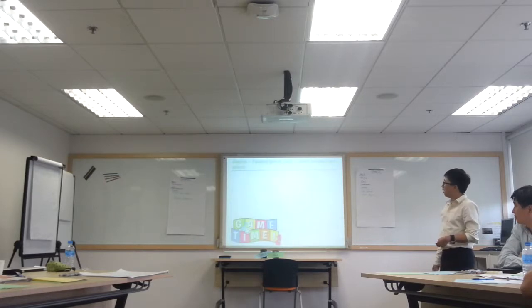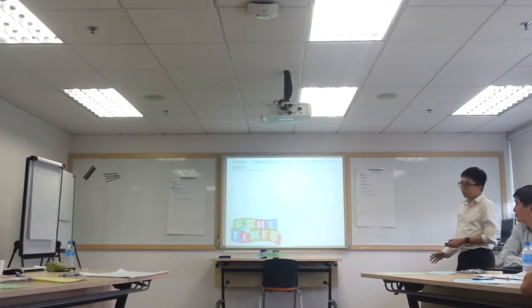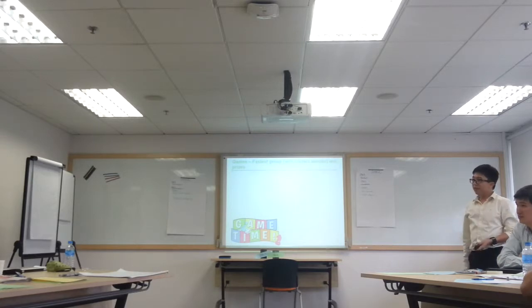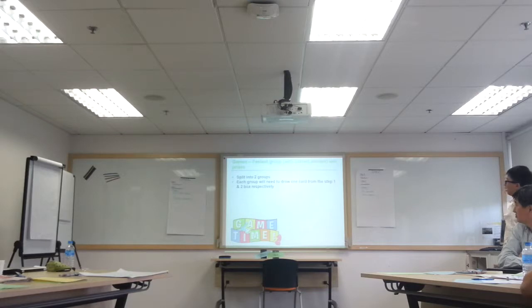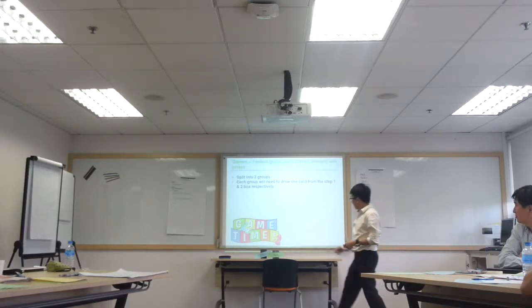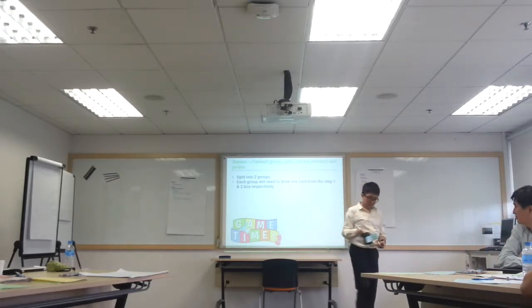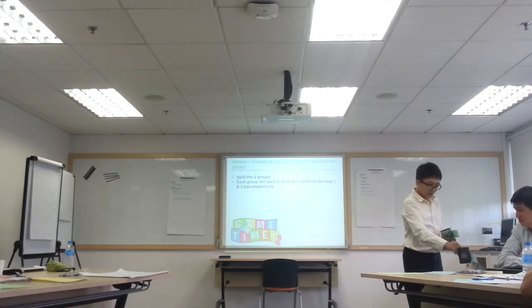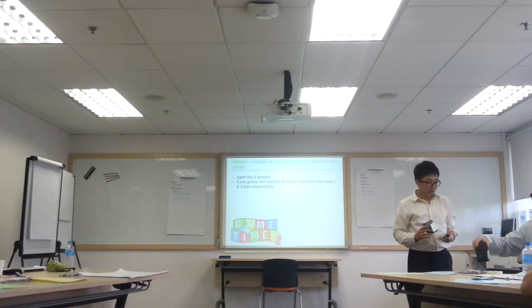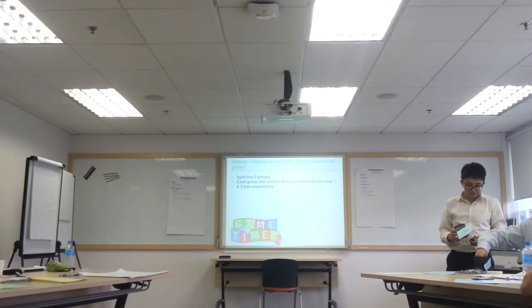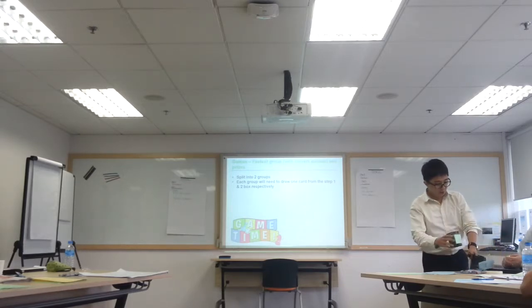So now there's a game. As you can see from the board, there will be group 1 and group 2. You need to draw from this box. Step 1, now draw one of the pollutants. Okay, draw. And draw one for step 2.